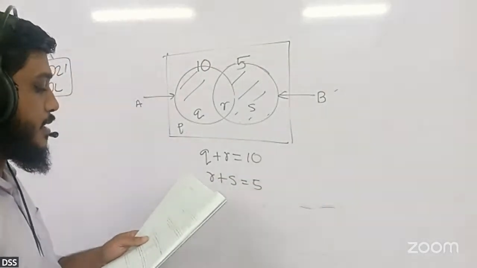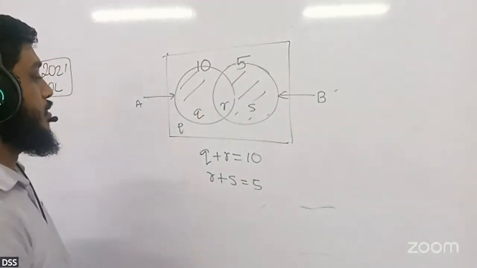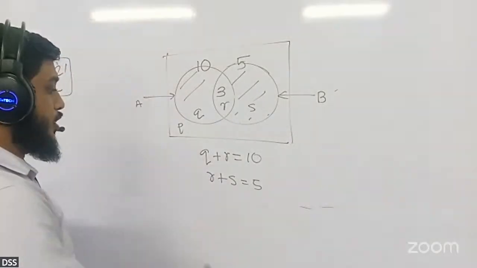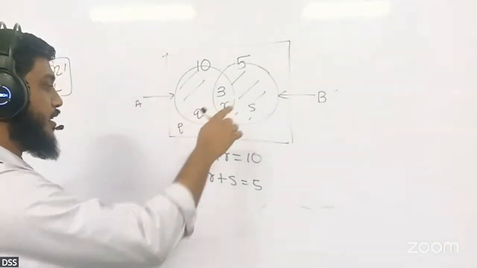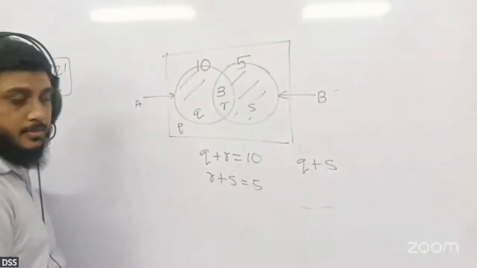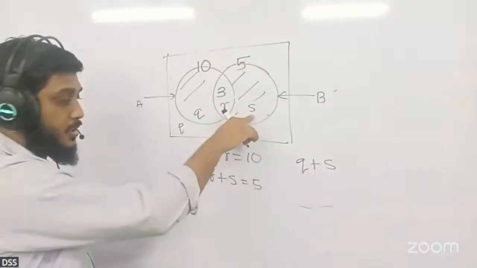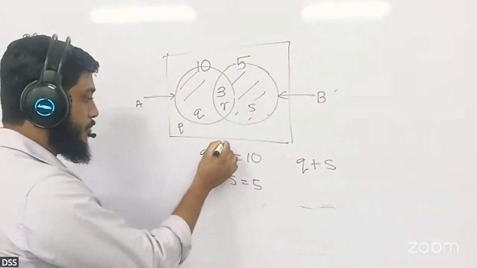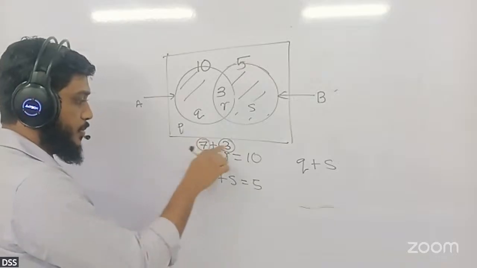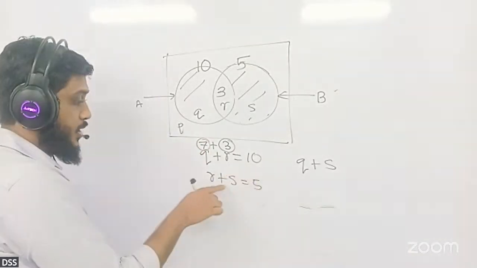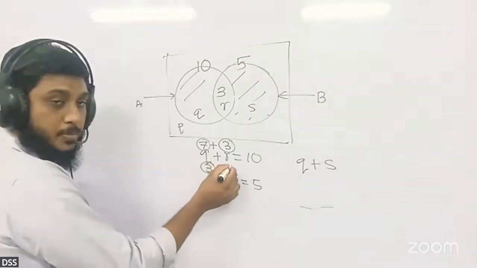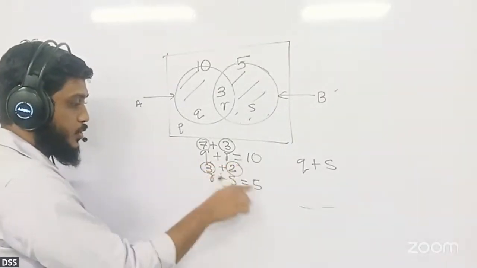Then n(A intersection B) means what? R. R is how much? They have given 3. So R is 3. They have asked for the shaded region. Shaded region means what? Q and S only I have to add. This Q region and S region. If I know R is 3, Q is how much? Q is 7. 7 plus 3, I get 10. Here R I know is 3, then S should be how much? S should be 2. Why? 3 plus 2, I get 5.